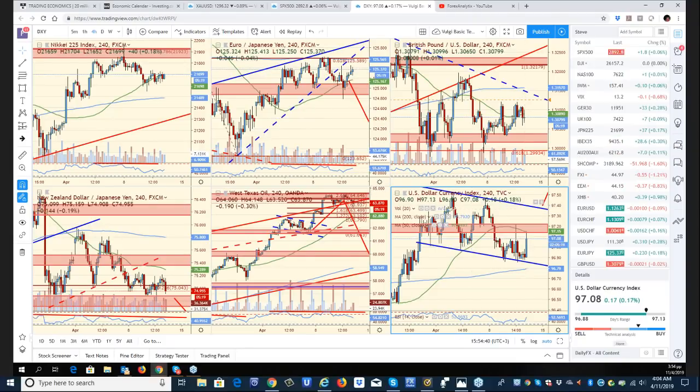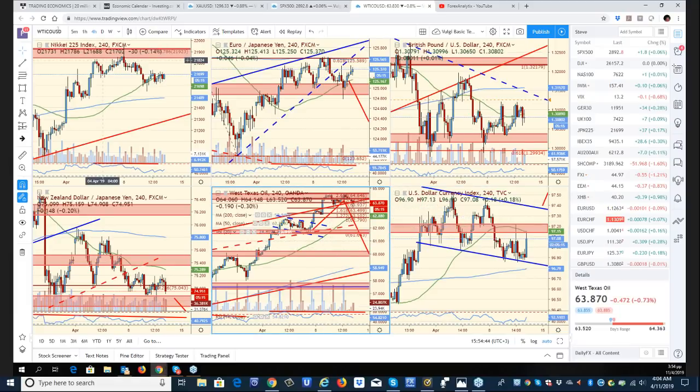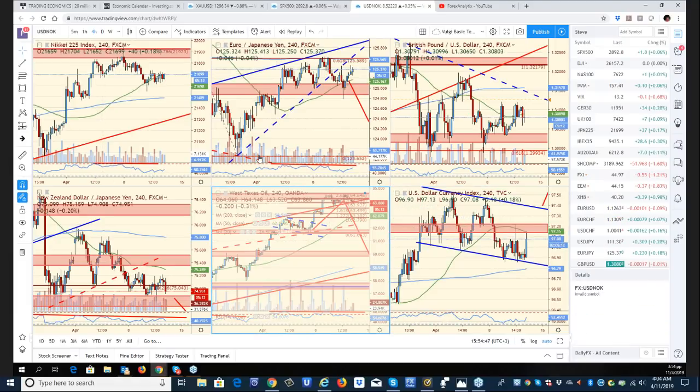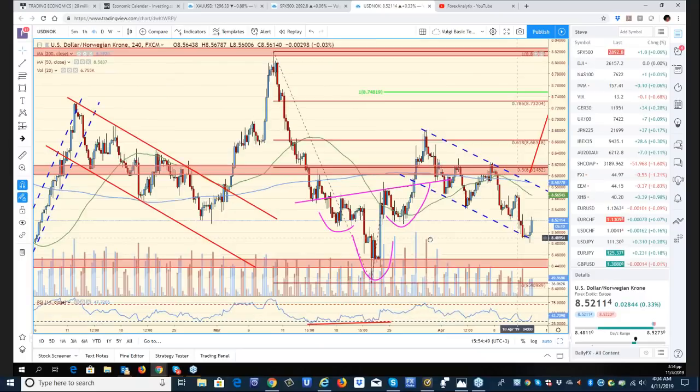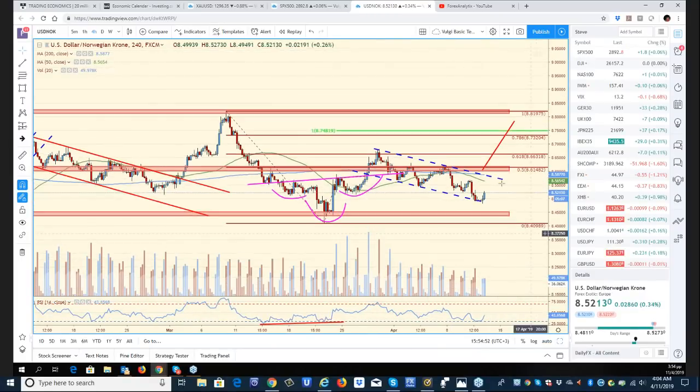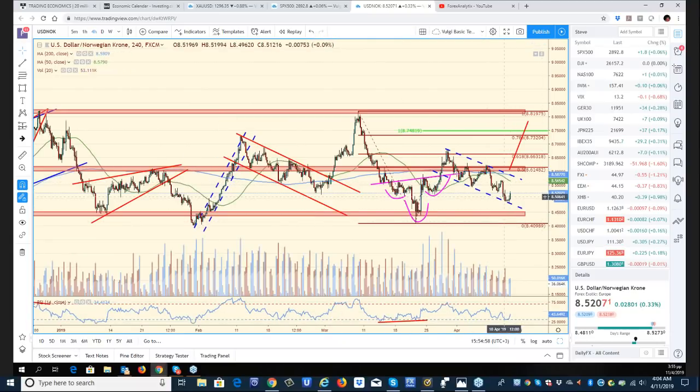We do have a question, by the way, that I haven't covered about the USD NOK. So let's go ahead and have a look at it. So here's the USD NOK. As you see, I'm still monitoring this descending channel. We're holding support once again. Of course, we've invalidated this inverted head and shoulders formation because we never made it to its target, and we've actually broken lower.